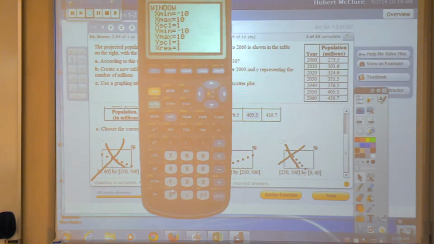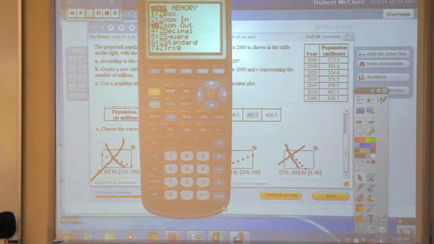So go 0 to 60. And then what's the other one? 250 to 500. There they are. Now, what if you didn't know those numbers? Well, if you didn't know those numbers, zoom, 6, there they are. You still don't have them. You zoom out until you find something.